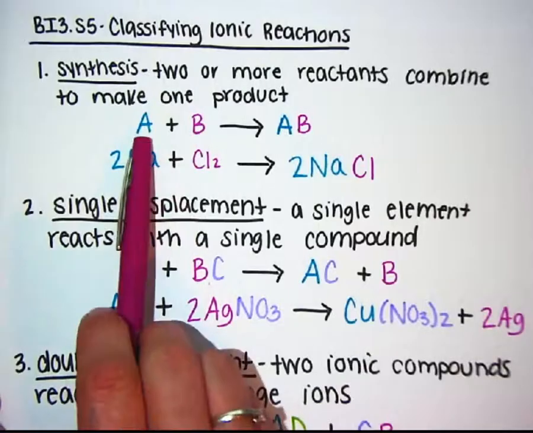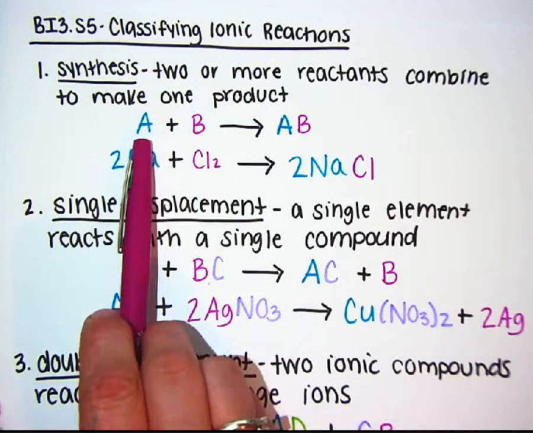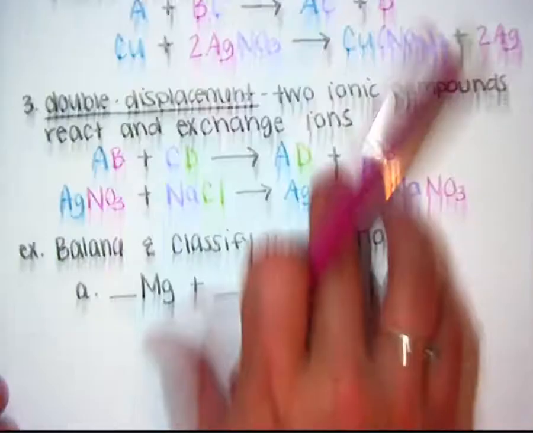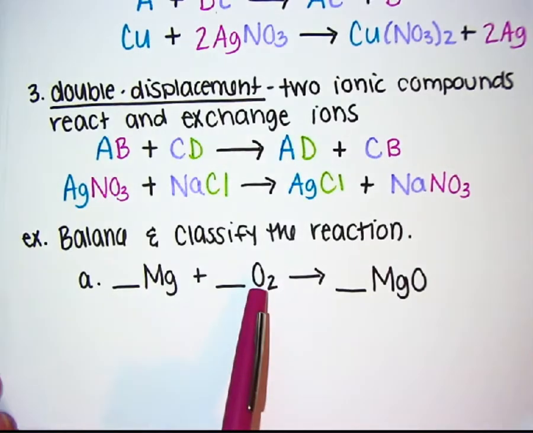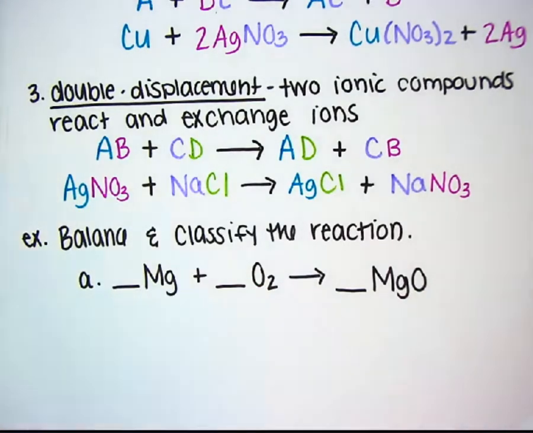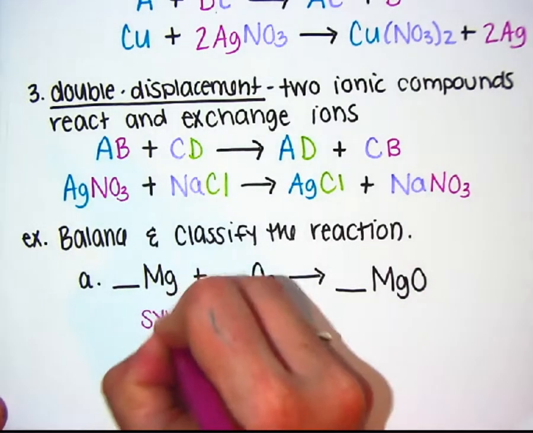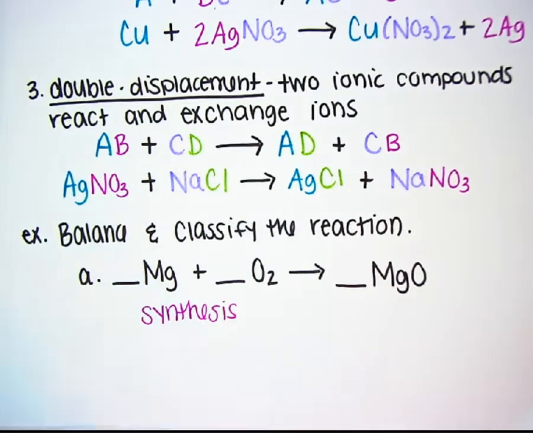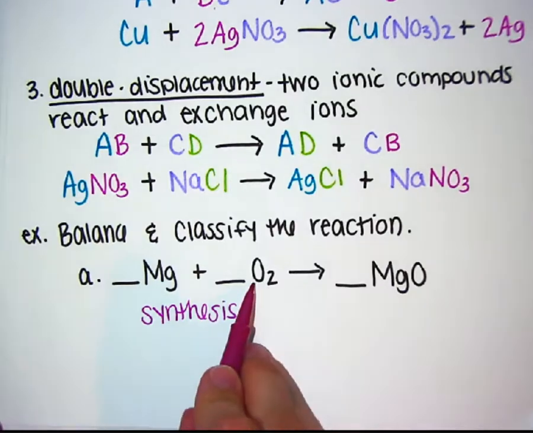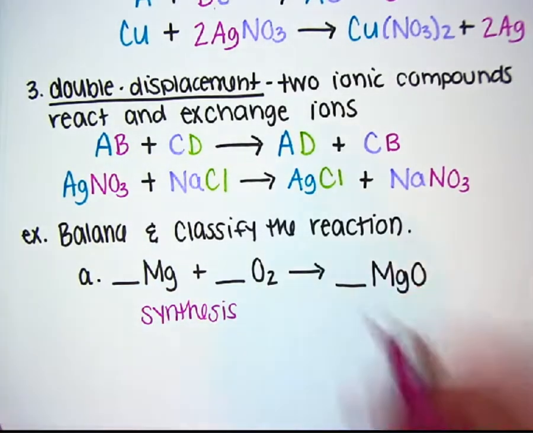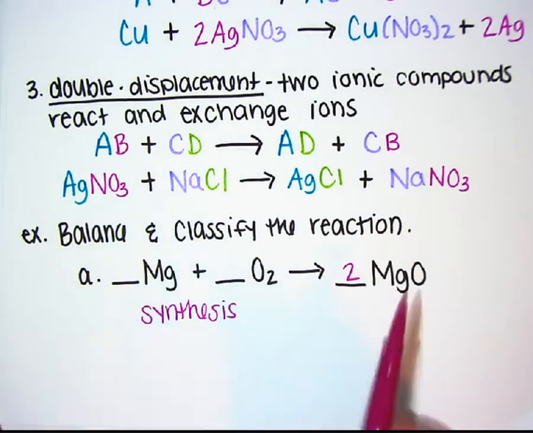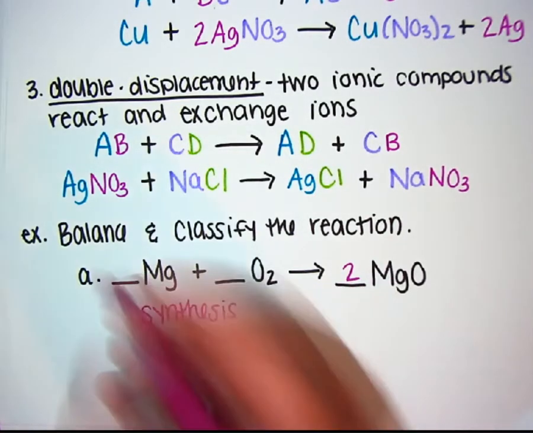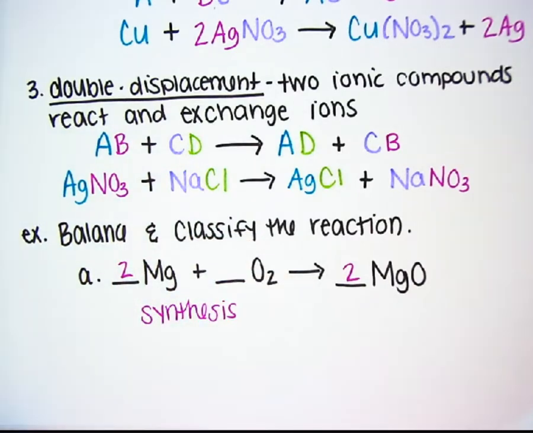Remember, in a synthesis reaction, you have two reactants on the left-hand side. They combine to make one product on the right. A plus B yields AB. Synthesis. Now let's balance it. I have two oxygens on the left, only one on the right. Once I add that coefficient of 2, that now gives me two magnesiums, so I can add a 2 over here.